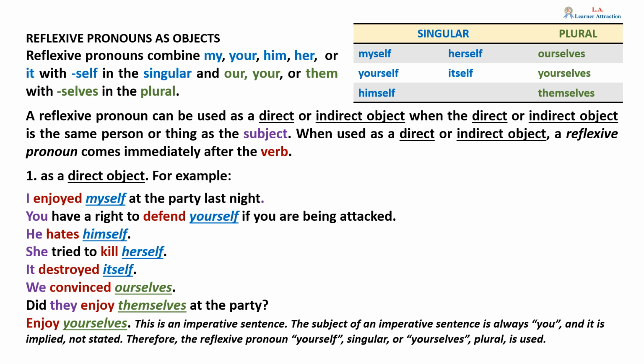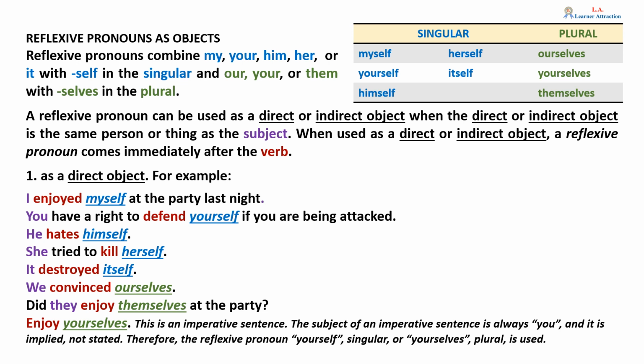Let's take a look at the 8 reflexive pronouns. Singular: myself, yourself, himself, herself, itself. Plural: ourselves, yourselves, themselves. A reflexive pronoun can be used as a direct or indirect object when the direct or indirect object is the same person or thing as the subject. When used as a direct or indirect object, a reflexive pronoun comes immediately after the verb.